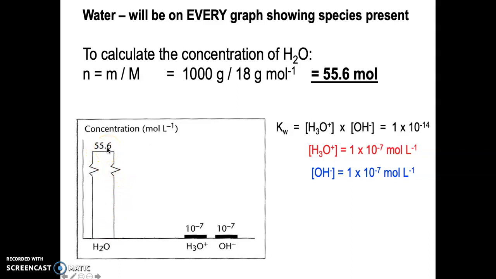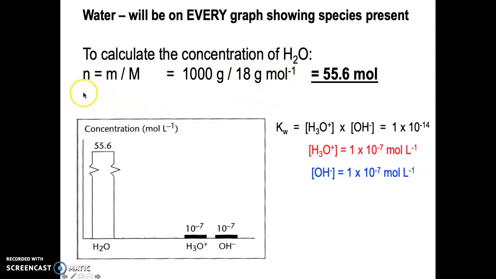Now, it will be on every graphical representation because every species we look at will be dissolved in water. So what we do is we consider 1 litre of water, because all our solutions are moles per litre, and we use the density of water and convert our 1 litre into mass, which is the equivalent of 1,000 grams. Now we know the molar mass of water, and you can calculate that if you want to. The mass of your 2 hydrogens and your oxygen, add them together, and that's where this 18 grams per mole comes from. So that's the molar mass of water.